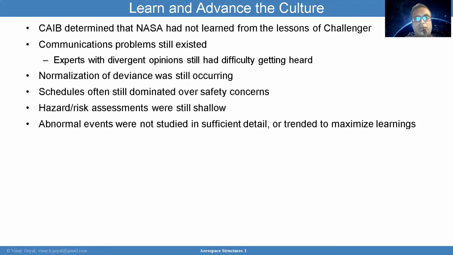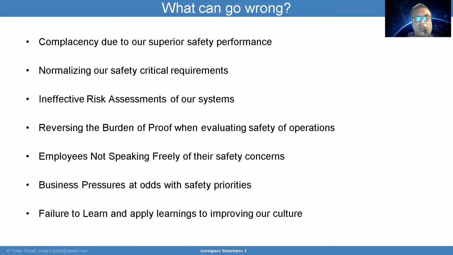The investigation board determined that NASA had not learned the lessons. Communication was still a problem. There was also this idea of just taking everything for granted. So, what can go wrong? Complacency due to our superior safety performance, ineffective risk assessments, reversing the burden of proof, employees not speaking freely of their safety concerns, business pressures at odds with safety priorities, and failure to learn and apply learnings to improve our culture.